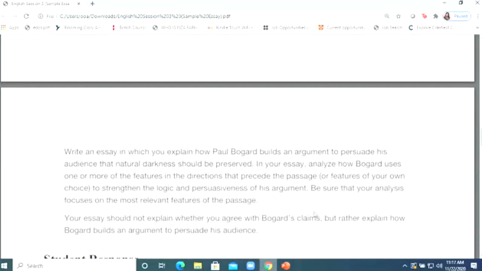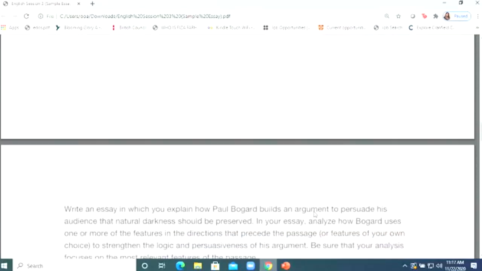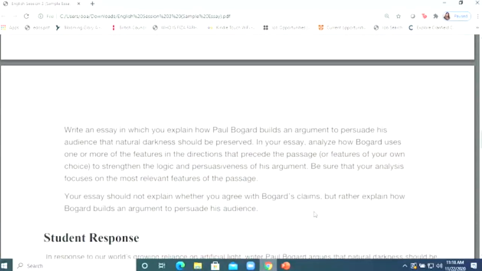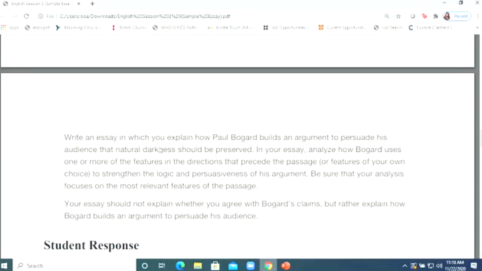So that was the passage, guys. Now let's read the essay prompt and find out what you are supposed to do. Write an essay in which you explain how Paul Bogart builds an argument to persuade his audience that natural darkness should be preserved. This is the central claim, the main idea, the theme, or you could say the thesis of the passage, that natural darkness should be preserved. This is the message that the author has given through his passage, right?